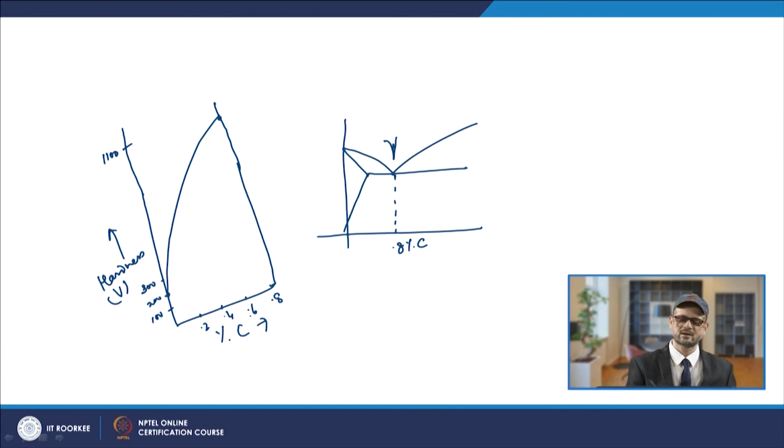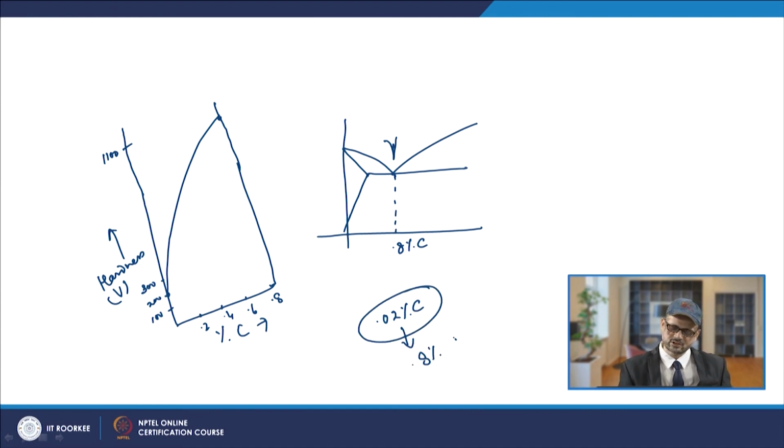Because you are quenching from austenite and transforming to martensite, which otherwise in the normal case could have had 0.02% carbon, but then you are retaining 0.8% carbon suppose. So, it is about 40 times increase of the carbon concentration, and because of that you have increased hardness.